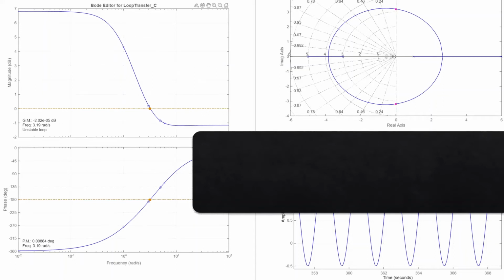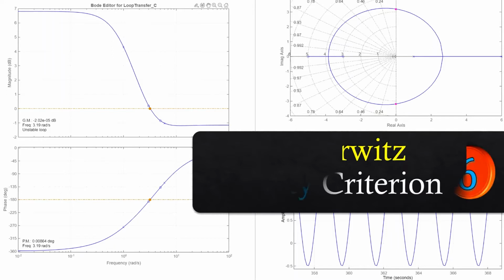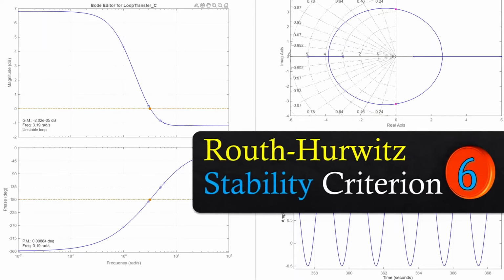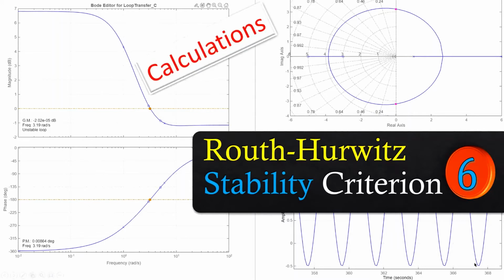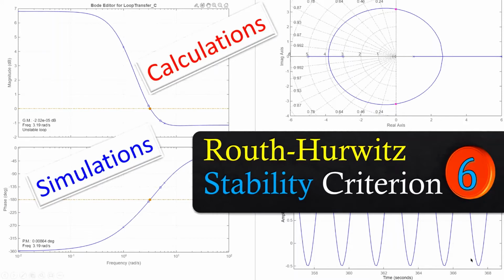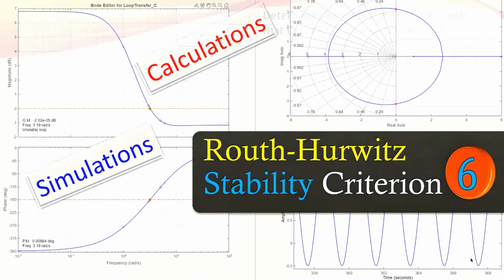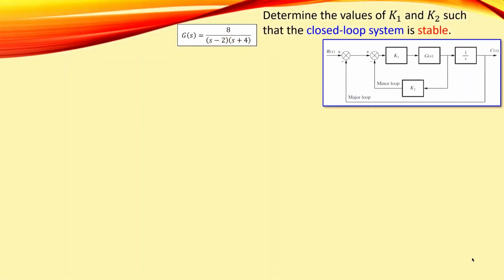Hi everyone, and welcome to a new video about control system topics, and we continue with the subject of stability, and in particular with the Routh-Hurwitz stability criterion. And in this example we will again do some calculations and verify our calculations using the simulations. But in this case we will look at a different problem, and this is the problem that we have.